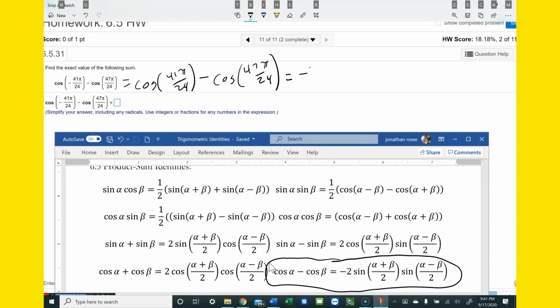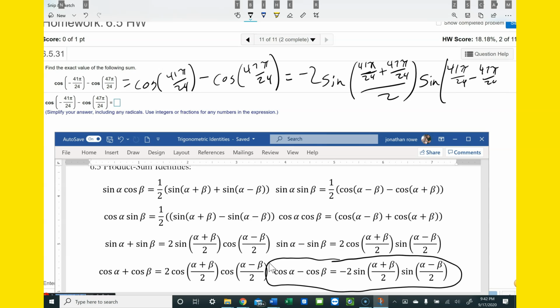That's going to equal now negative 2 sine of 41 pi over 24 plus 47 pi over 24 over 2, times sine of 41 pi over 24 minus 47 pi over 24 over 2. Man, this thing's going to be complicated, isn't it? All right, let's do it.